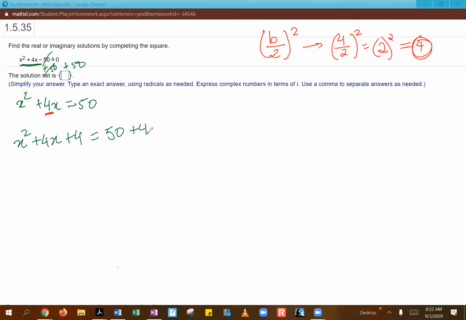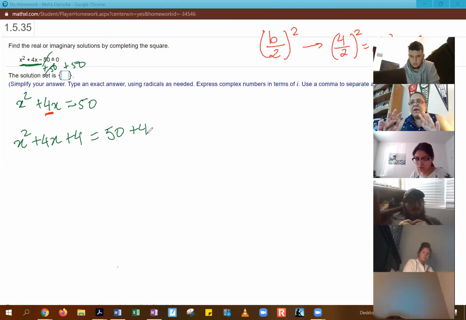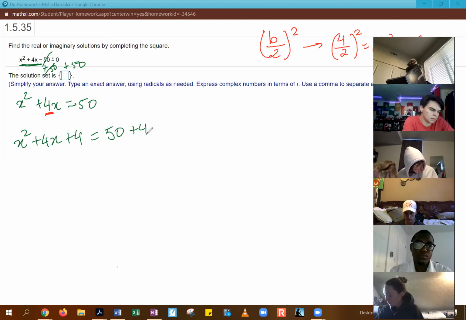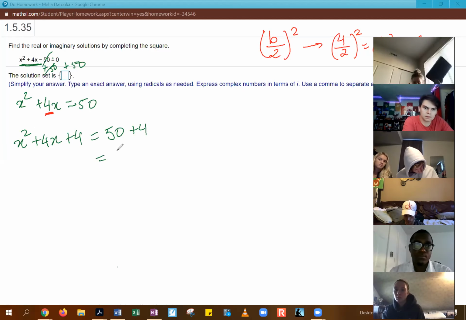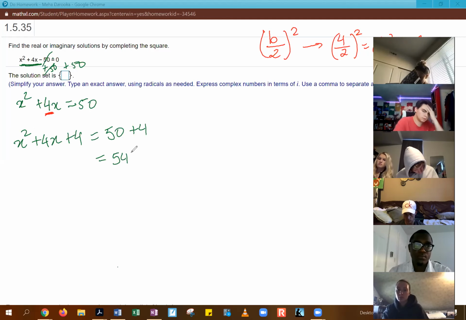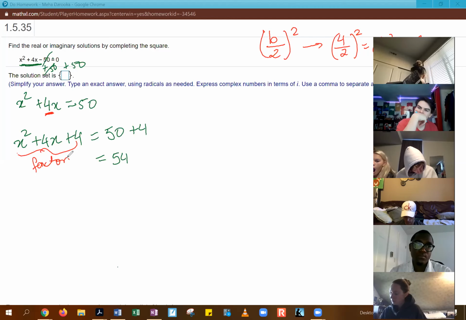Because remember when we talked about the addition property of equality back in section 1, whatever you do to the left-hand side, we do that same thing to the right-hand side so that we maintain the balance of our equation. So that's the same thing we are doing here. Go ahead and add the numbers on the right-hand side. And then the left-hand side, of course, we will need to factor.